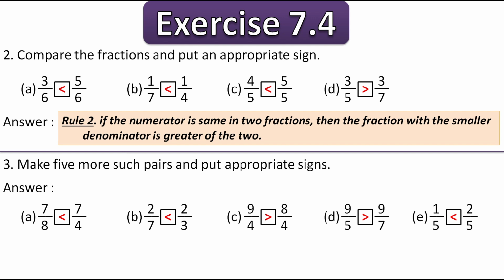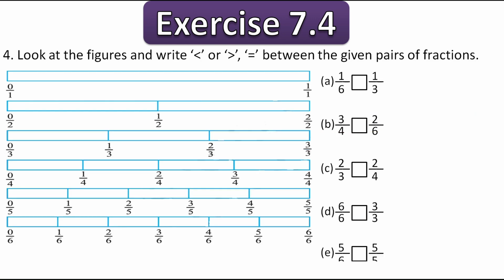Now let's move to the next question, that is the fourth one. See here. Look at the figures and write signs between the given pairs of fractions. We have to use this diagram now. Now let's check where 1 upon 6 is. Here it is, and 1 upon 3 is here.